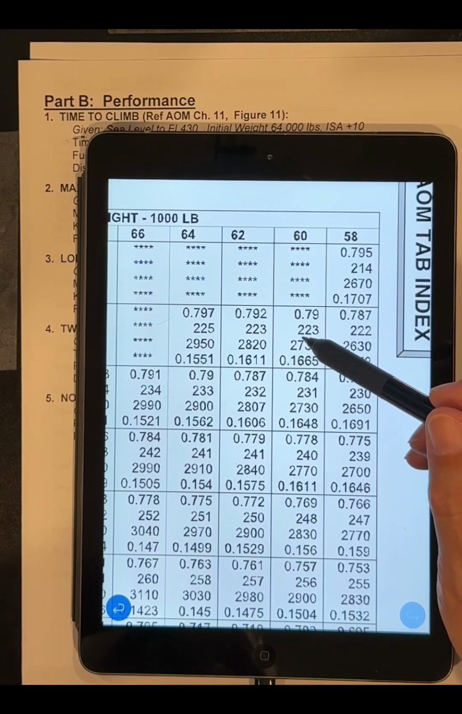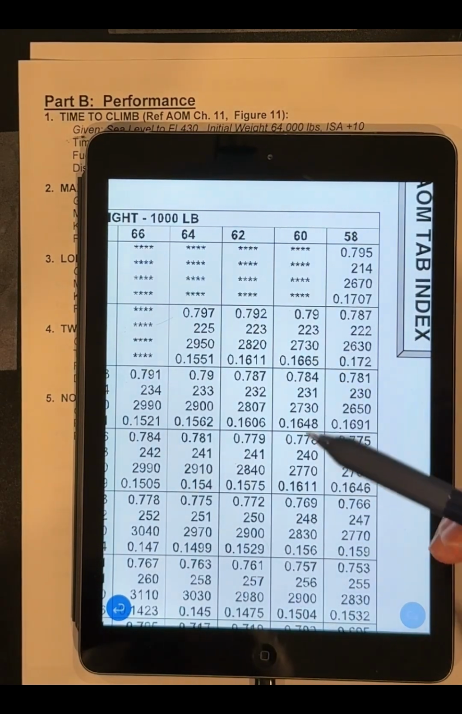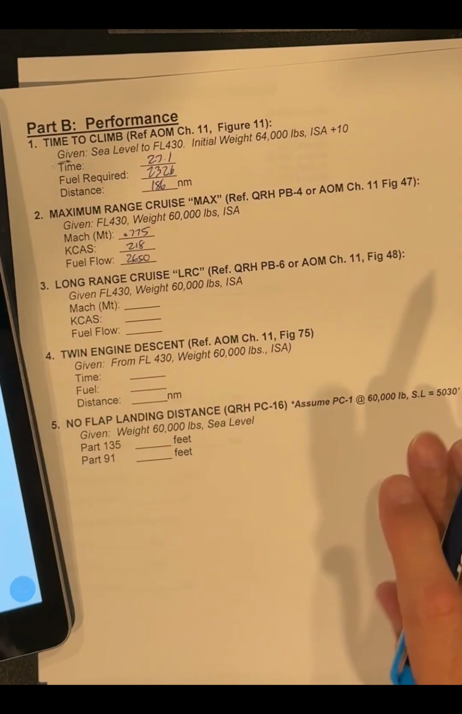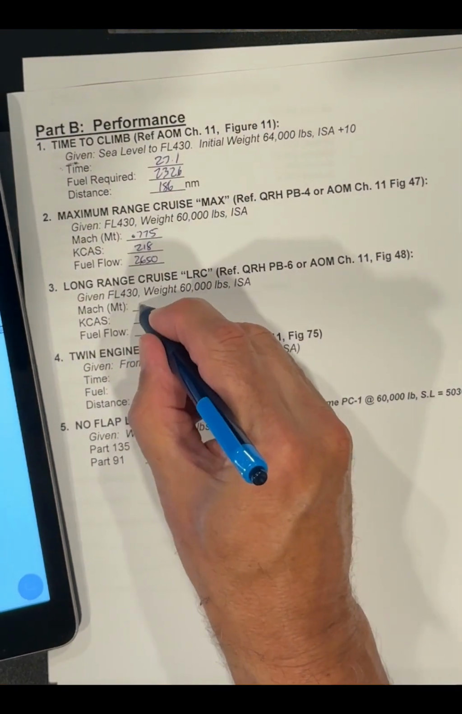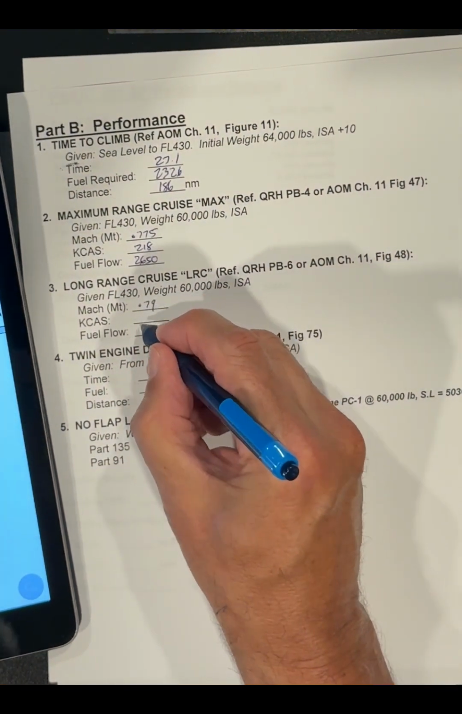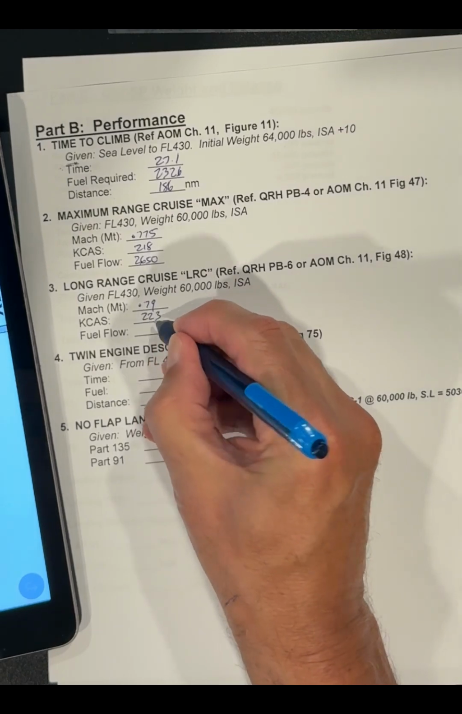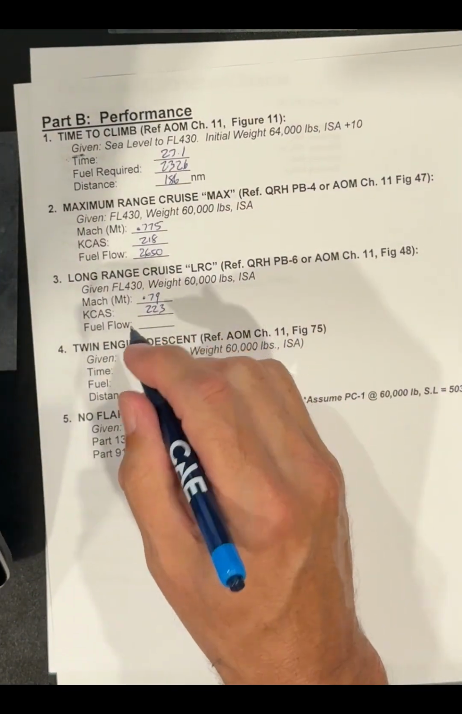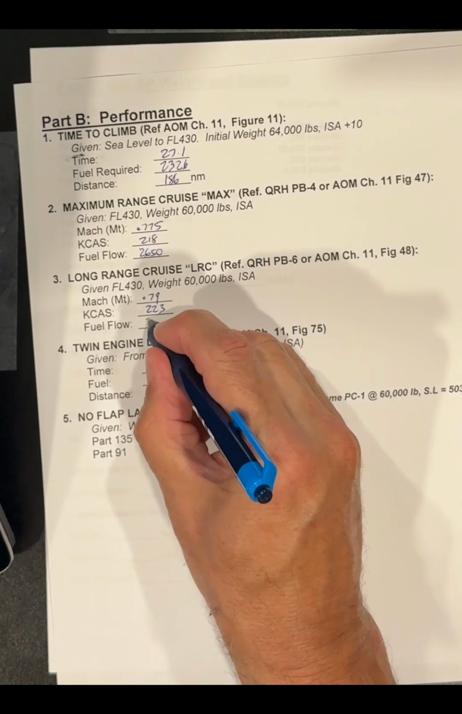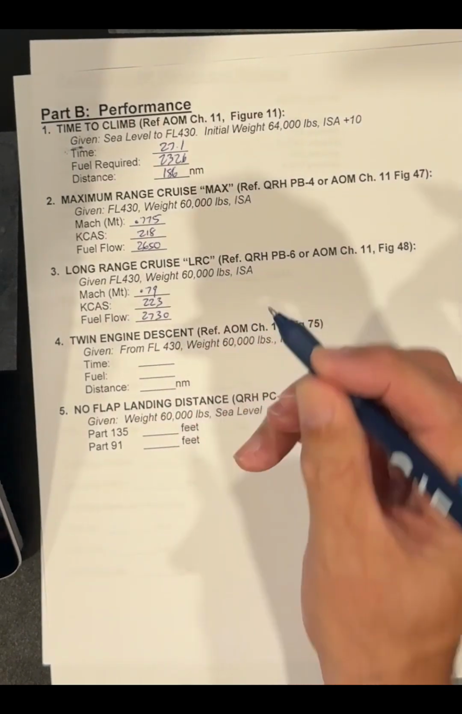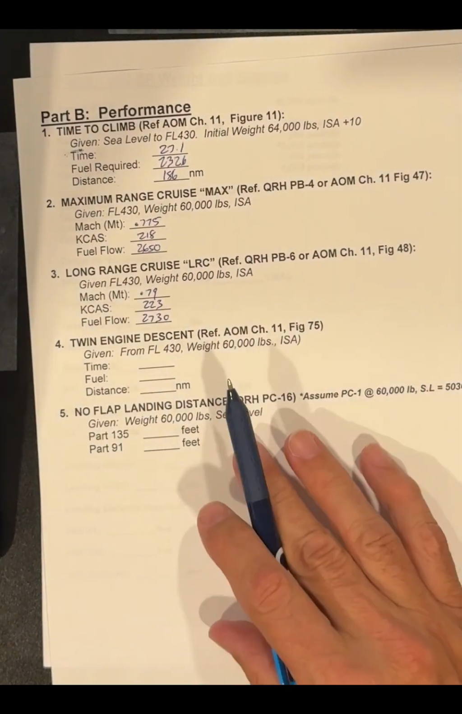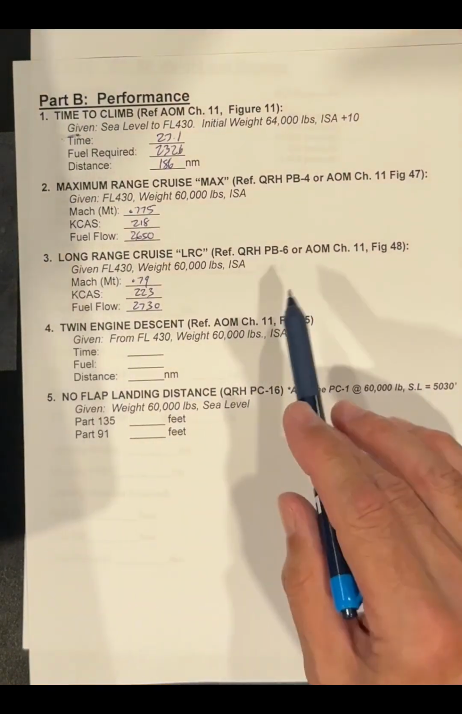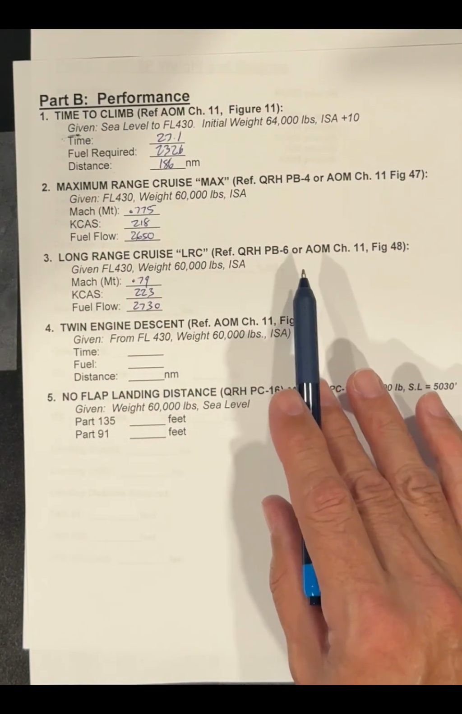What do we do with this information? We lift it off of here and we transcribe it onto our form. Mach, what did we say, was 0.79. Calibrated airspeed was 223. And the fuel flow, we said, was 2730. Done. We're done with long range cruise. Okay, so that's how you find it in the AOM.